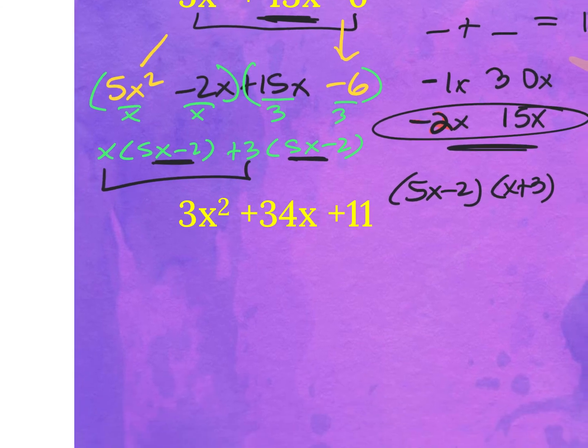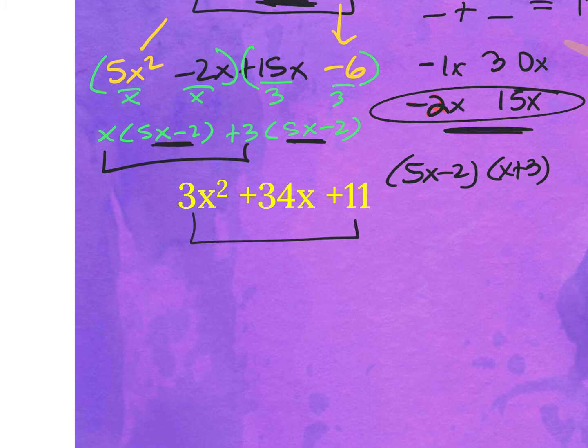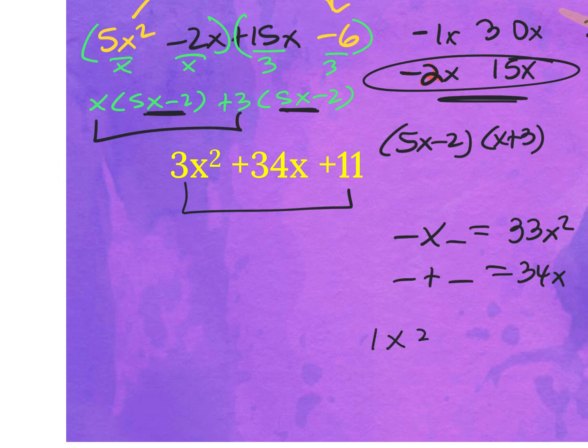One last example. Multiply again. No GCF here. So 3 times 11 is 33. So two numbers that'll multiply to give me 33, but who add to give me 34. And that's going to be 1 times 33. Because when I add that, I get 34. So 1x plus 33x gives me 34x.